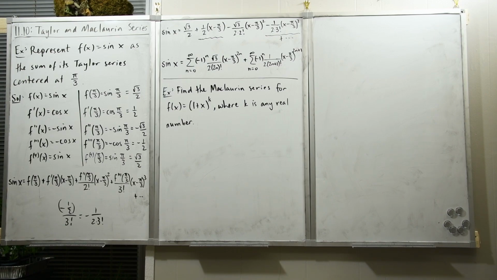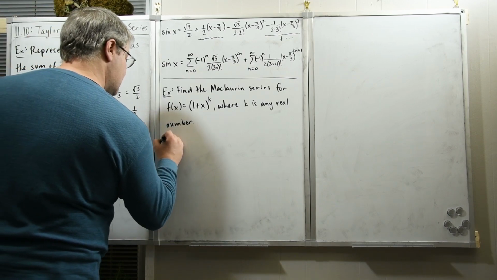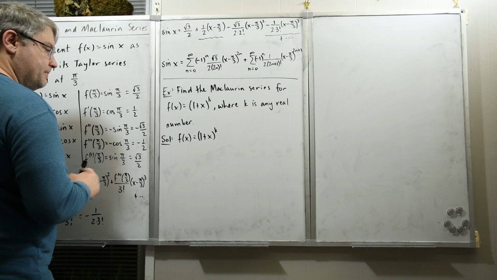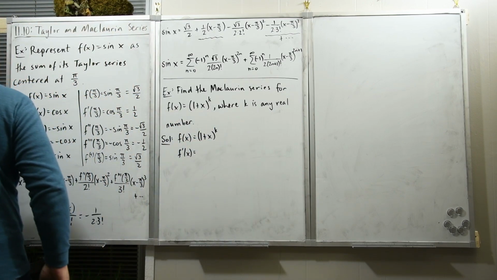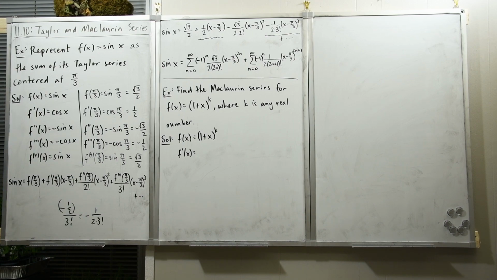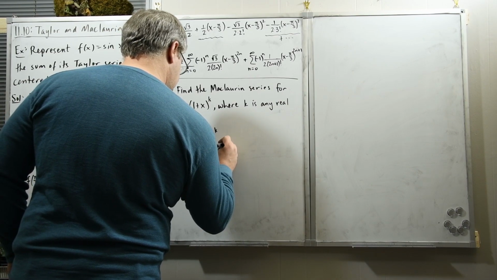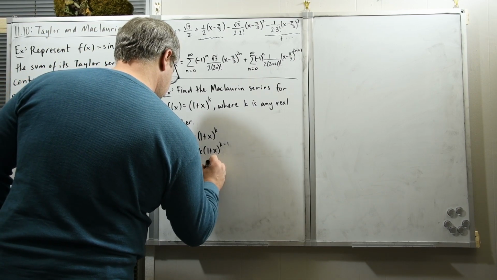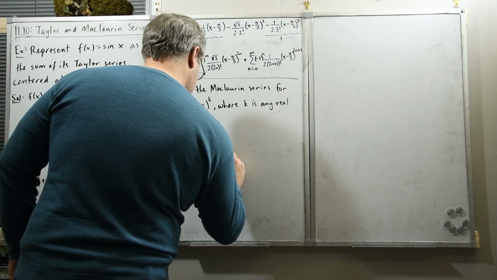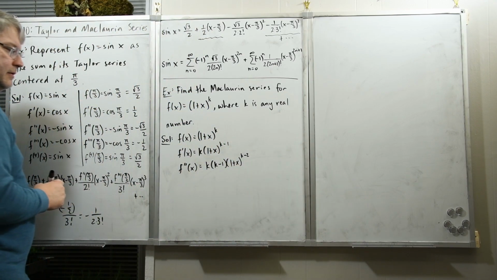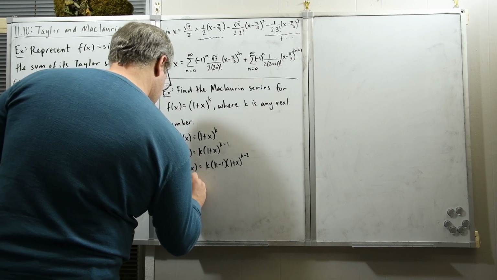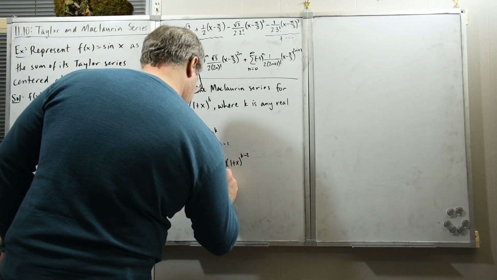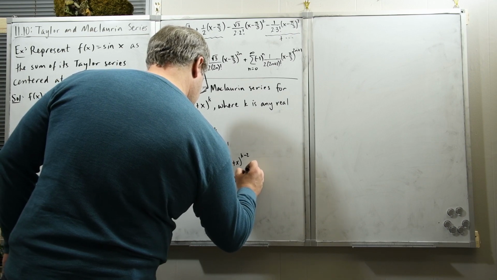Alright, so for this example, we'll start out with f of x, 1 plus x raised to the k power. So we take a look at f prime. f prime is k times 1 plus x raised to 1 less power. For f double prime, you have k times k minus 1 times 1 plus x to 1 less power. And for f triple prime, you'll have k times k minus 1, same constants as before, then times k minus 2 times 1 plus x raised to the k minus 3.